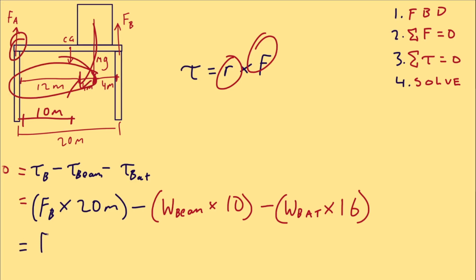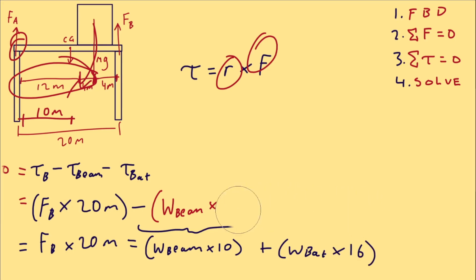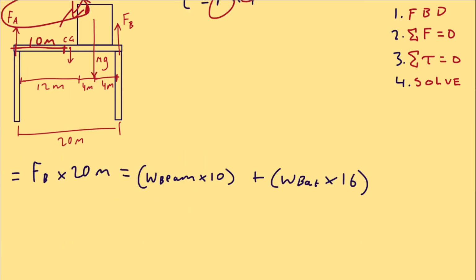We can rearrange this equation like this. The torque that we want, the torque of our right side support, equals the torque of the beam and the torque of the battery added together. Because all we did was we added them and we put them on the other side. And we're getting closer and closer to isolating FB, which is what we want. Now we're ready to plug in our weight values.